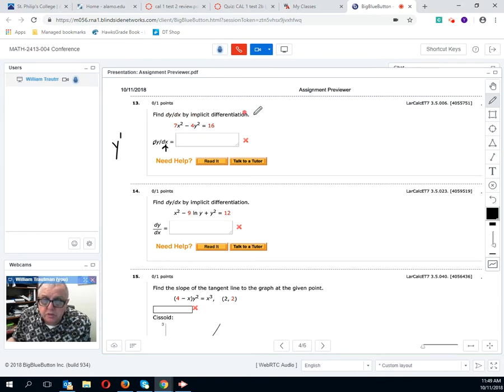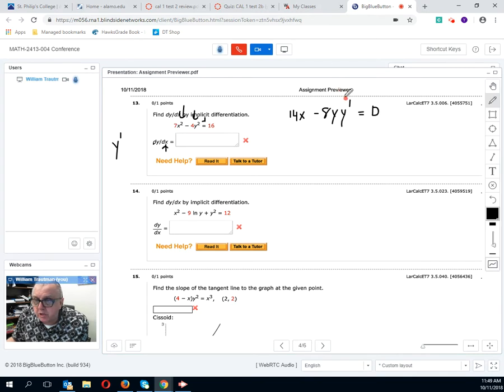Using implicit differentiation, take the derivative of 7x squared and I get 14x. Take the derivative of negative 4y squared and we bring the 2 in front and I get negative 8y, because 2 minus 1 is just 1. However, since we're taking the derivative with respect to x and we're dealing with a y, we also have to add in a y prime there. And then the derivative of 16 is 0.